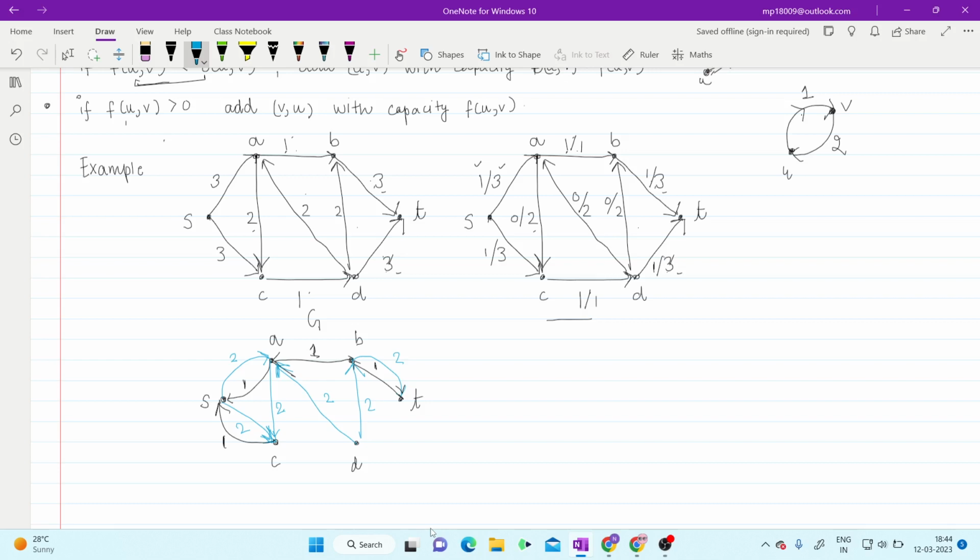What about CD? Only a backward edge. Only DC, backward, because capacity 1 is equal to flow. Because capacity equals flow, the first edge won't be there, that is, the edge in the same direction won't be there. We'll have an edge in the opposite direction with the value of the flow. And what about DT?